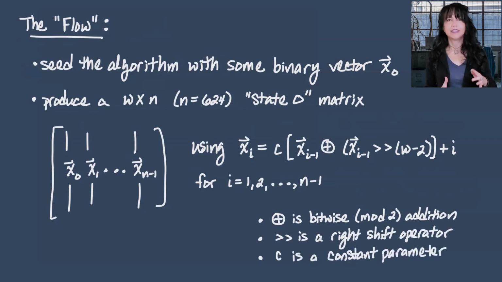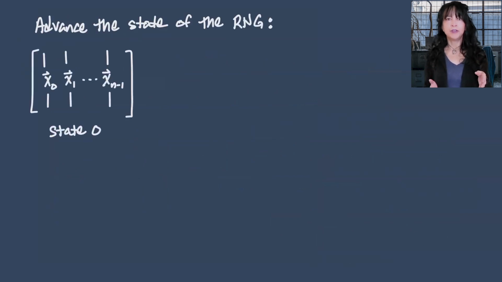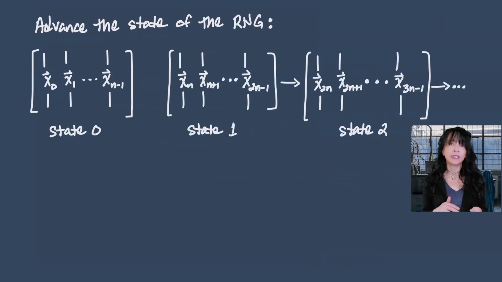Okay, so let's finish this off. I'm definitely running out of time now. I said we're going to keep an entire matrix at a time. The one we just created was called state 0. We're going to produce a state 1, a state 2, etc. Those are all going to be w by n, w usually being 32 or 64, n usually being 624.